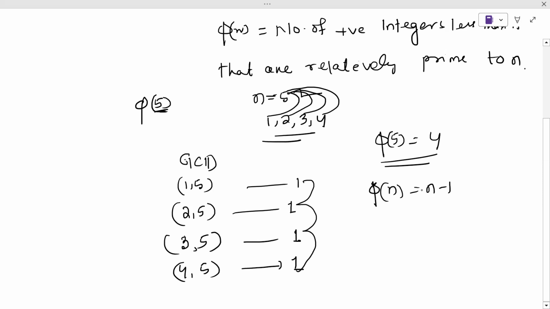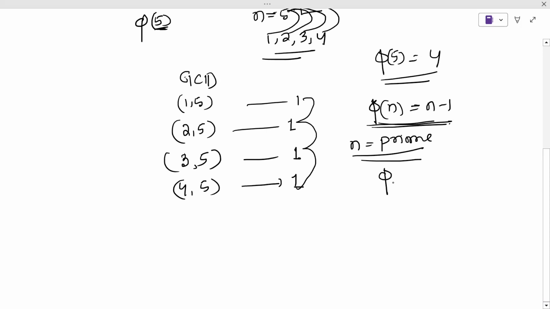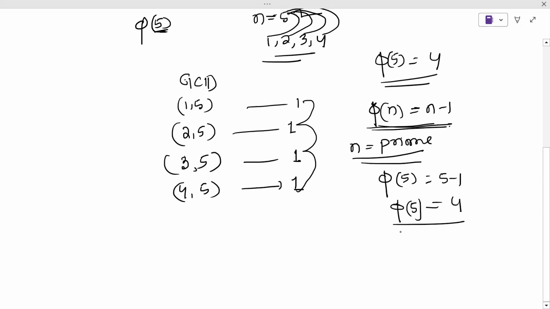We can also define phi n as n minus 1 if n is prime. That is another way of computing the value of phi n, using Euler's function: phi n is equal to n minus 1. For phi 5, that is 5 minus 1, which is 4. This is the general process, using the formula.